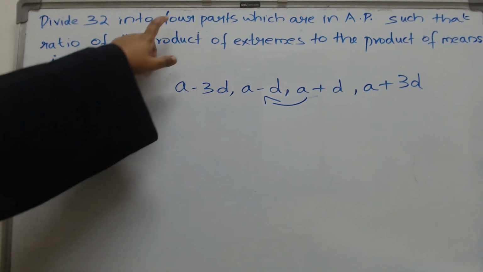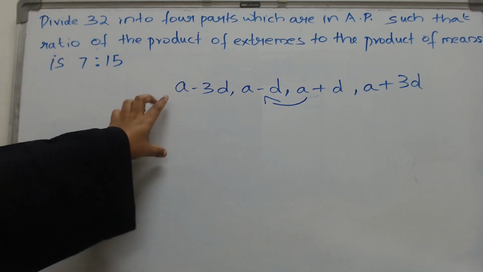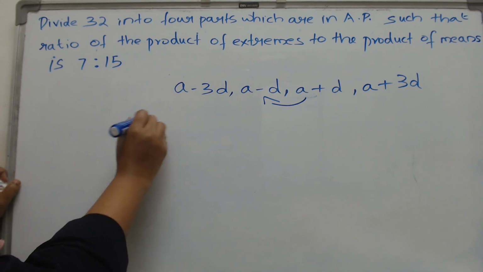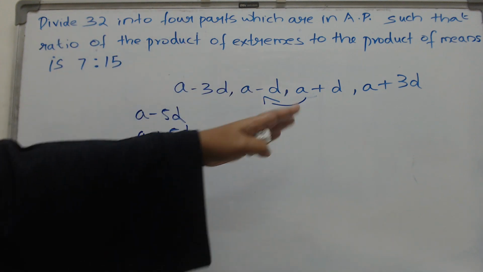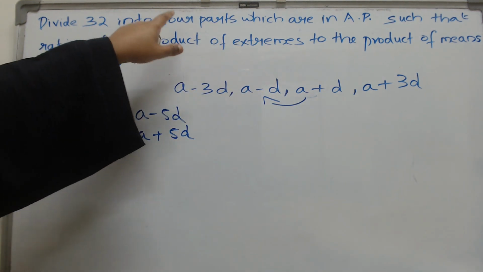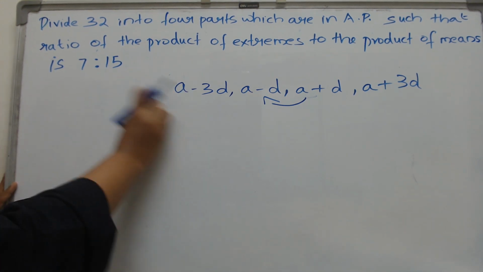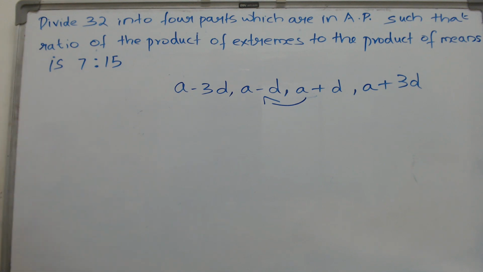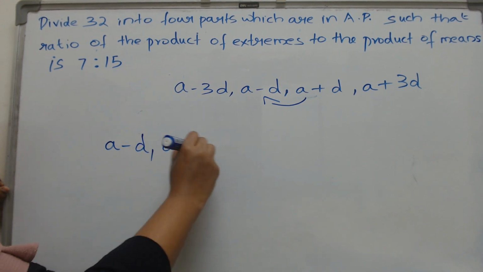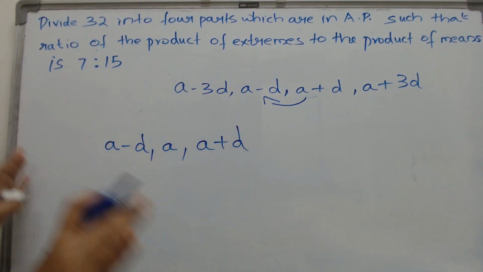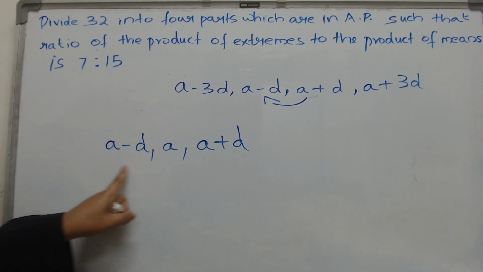Now in the same question, instead of 4 parts, if you have to find 6 parts, then what do? Just simply add an A minus 5D to this end and A plus 5D to that end. But remember, this is for even number, when you split it into even number of parts. But then if you have to split it into 3 or 5 or 7 parts, then go for something like this. We are not doing that question, but still, in case you come across such a question, remember to make such a division.